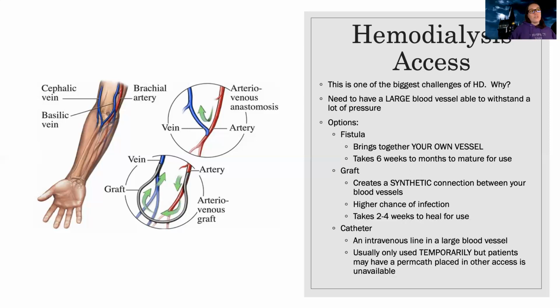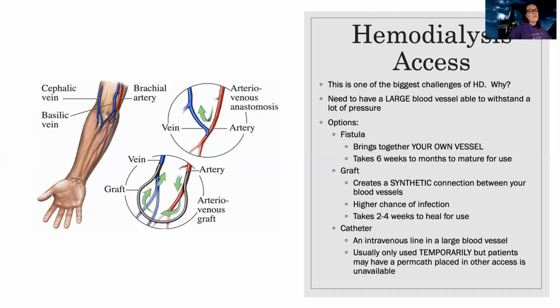So my 3 options for hemodialysis access: 1 is what's called a fistula. And this is where you actually bring together 2 of your own blood vessels. This is the preferred access. It's preferred because it's your own blood vessels, so there's less chance of infection. And these usually work very well if they have the vasculature that will accommodate this. The only downside is that it takes about 6 weeks to months to mature before it can be used. So this is not something that, if they really need it emergently, we can use right away.